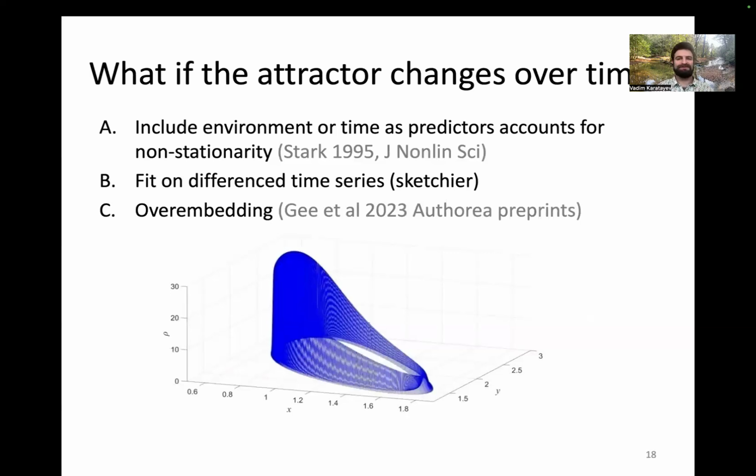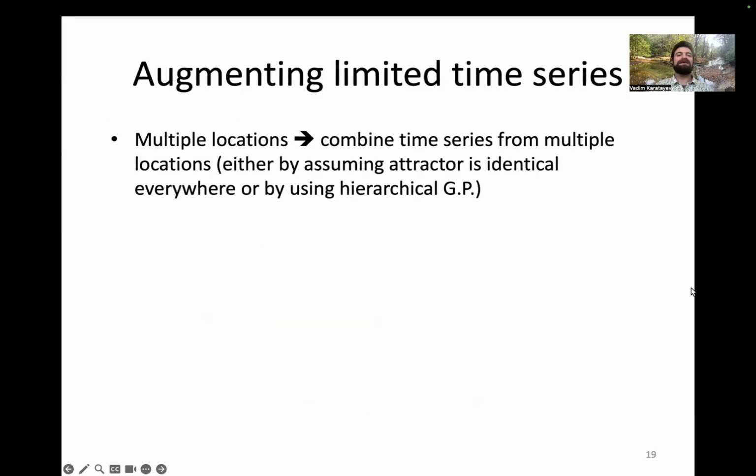Okay, one more question that comes up a lot is, you're assuming that there's a true attractor, but we have environmental change. What happens if we have non-stationarity? Okay, and the answer is we can account for non-stationarity if we include the aspect of the environment that's changing, or time, as predictors. So we have multivariate prediction. You can fit differences in the time series, difference time series. It doesn't always work so well. And there's also a couple of other approaches.